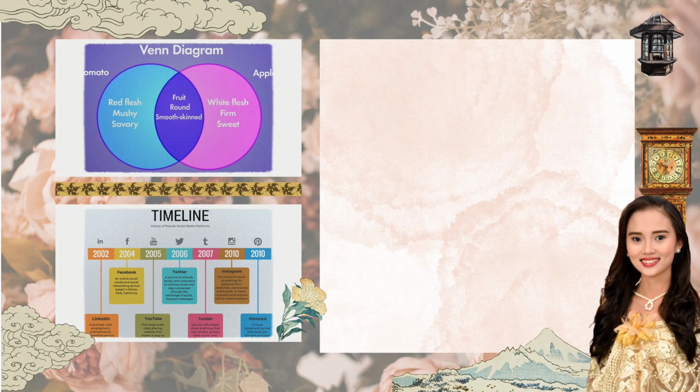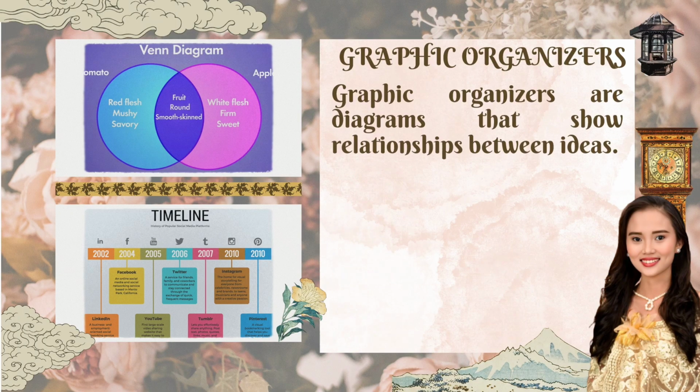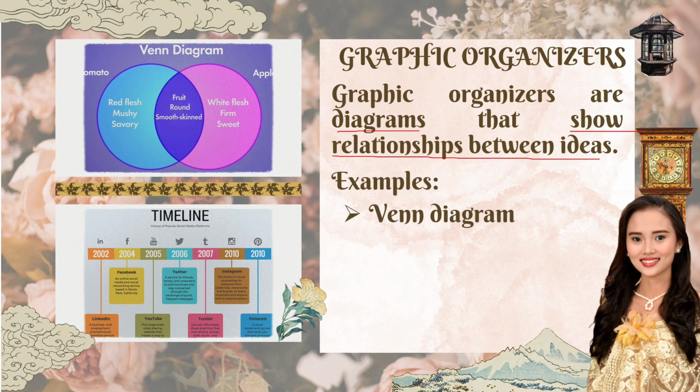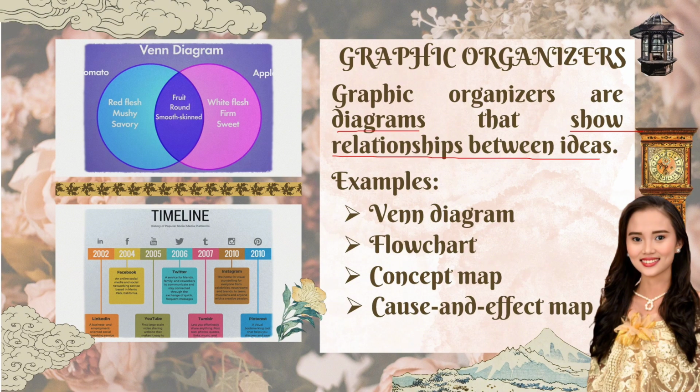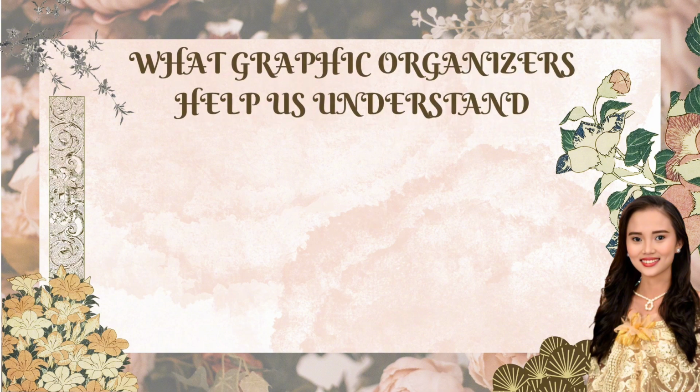So what are graphic organizers? Graphic organizers are diagrams that show relationships between ideas. Examples are the Venn diagram, flowchart, concept map, cause and effect map, and timeline. Graphic organizers help us analyze ideas more clearly. They make relationships visible, such as how events happen in order, how ideas connect, or how two things are similar and different.